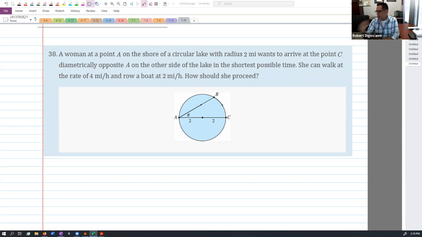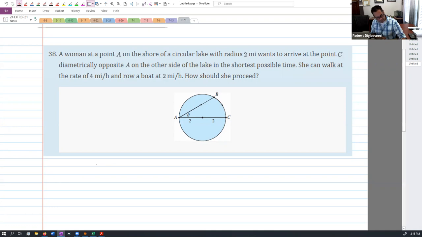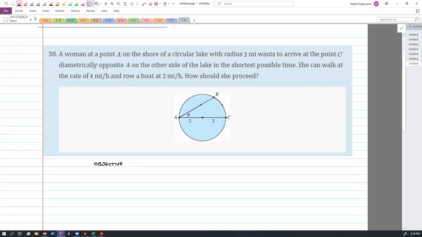Samuel, you're up today. Are you there? Yes. Okay, so what's the objective here? What are we trying to do here? To find the shortest possible time to get to the other side. So we want to minimize the time? Yes. Minimize the total time it takes to make the trip.